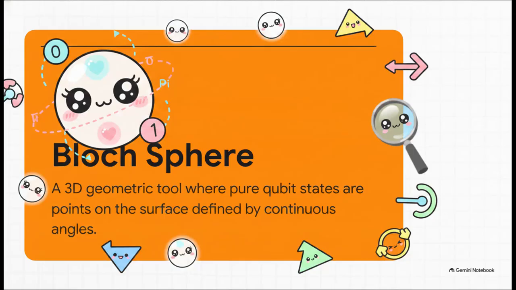Section 2. Visualize the Bloch Sphere, qubit visualization. Enter the Bloch Sphere. This is a super elegant 3D geometric tool. Instead of wading through a bunch of complex matrices, we can just picture the state of a single qubit as a single point on the surface of this sphere. The north pole is a 0, the south pole is a 1, and everything else is a superposition. The state is defined by continuous angles, theta and phi. And when we apply one of those quantum gates we just talked about, what we're essentially doing mathematically is just rotating that point around the axes of this sphere. It's like a giant, continuous puzzle.